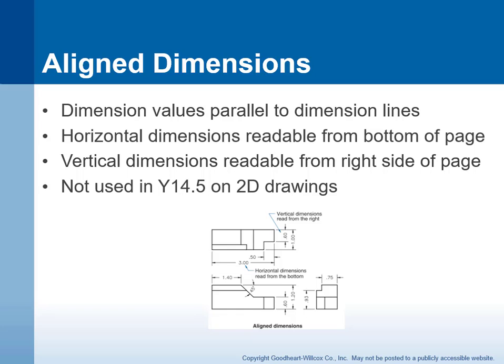Now aligned dimensions, on the other hand, the dimension is shown parallel to the dimension line. See how this is rotated 90 degrees here. So horizontal dimensions are readable from the bottom of the page, and then vertical dimensions are readable from the right side of the page. We're not going to use that in Y14.5.